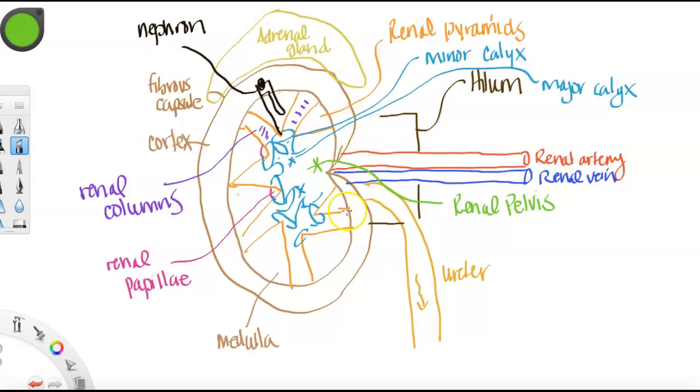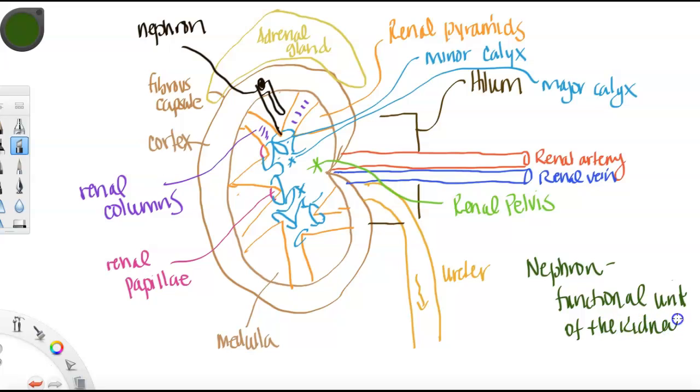All right, so those are the main structures of the inside of the kidney. Okay, now we need to look at the nephron, because the nephron is the functional and structural unit of the kidney. This is where filtration occurs. Filtration and then reabsorption and all of that.